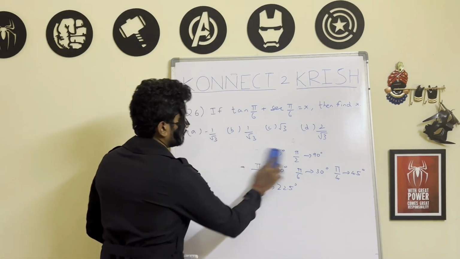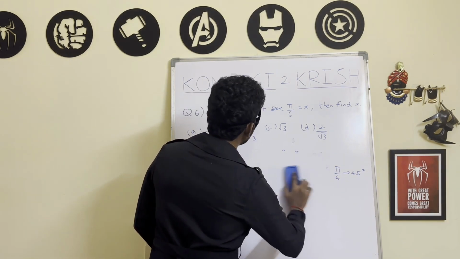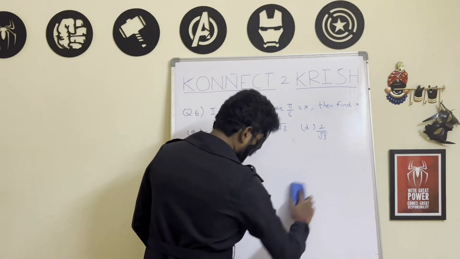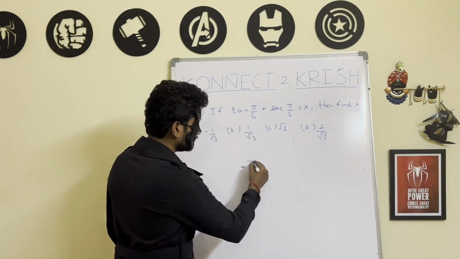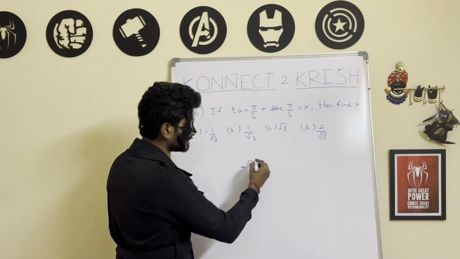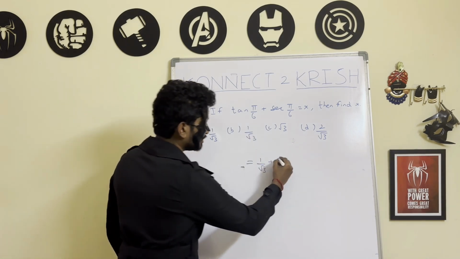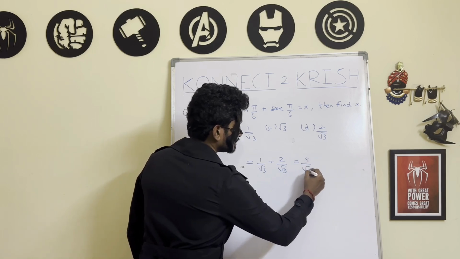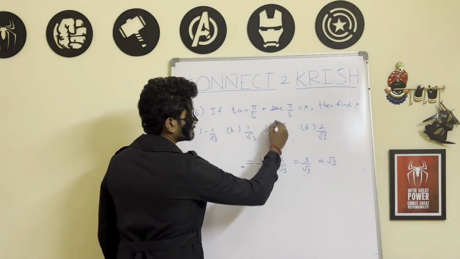And coming back to the question, he asked for tan pi by 6 plus secant pi by 6, which is nothing but tan 30 plus secant 30. Tan 30 is nothing but 1 by root 3, and secant 30 is nothing but 2 by root 3. When you add this, you will get 3 by root 3, which is equal to root 3. So answer C is right.